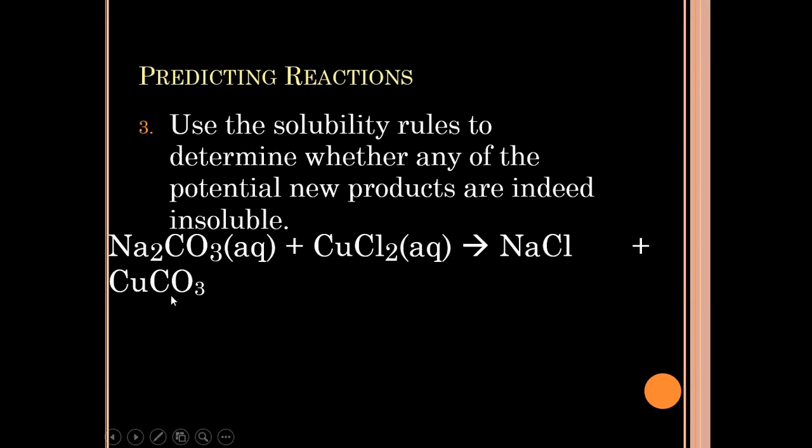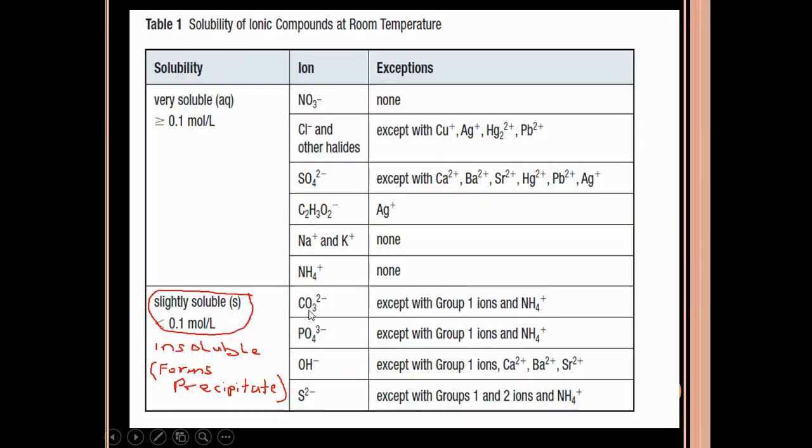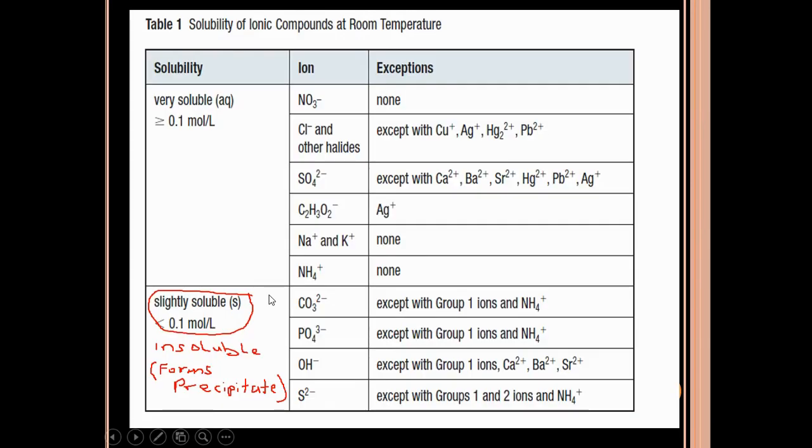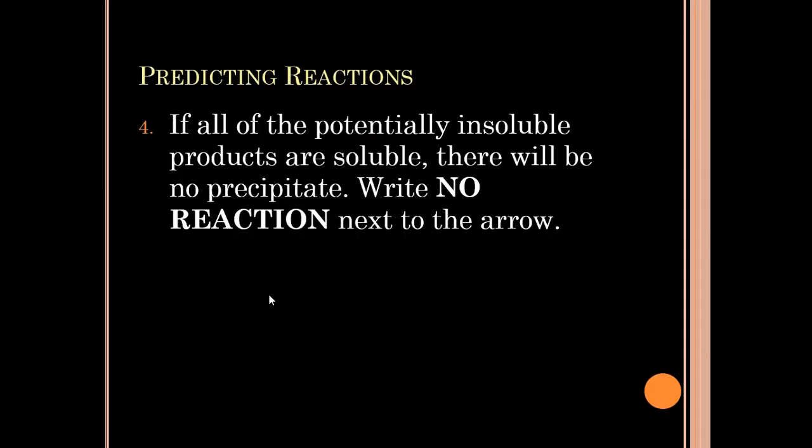This one though, carbonate, let's look at the chart. Let's go to carbonate. Slightly soluble means it's insoluble, so it forms a precipitate and becomes a solid. So CO3, -2, any carbonate, it says it will form a precipitate except with group 1 ions. Group 1 is sodium, lithium, potassium, and all that, and ammonium. Those are always soluble. So basically all carbonates are insoluble. They form a solid. So that answers our question here. This will be a solid, so you're going to put S beside it. That's your answer to your first question on your worksheet.